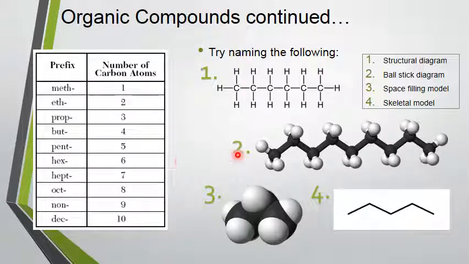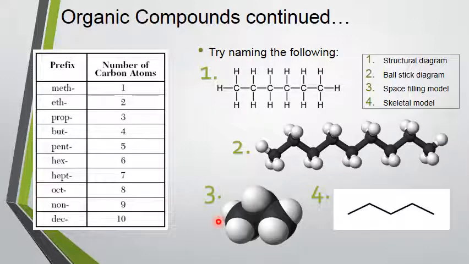Number 2, our ball and stick diagram. Each one of these black dots is our carbon. So we have 1, 2, 3, 4, 5, 6, 7, 8, 9. They're all single bonded to the hydrogens around them. So 9 carbons, single bonded, gives us nonane, N-O-N-A-N-E, nonane.